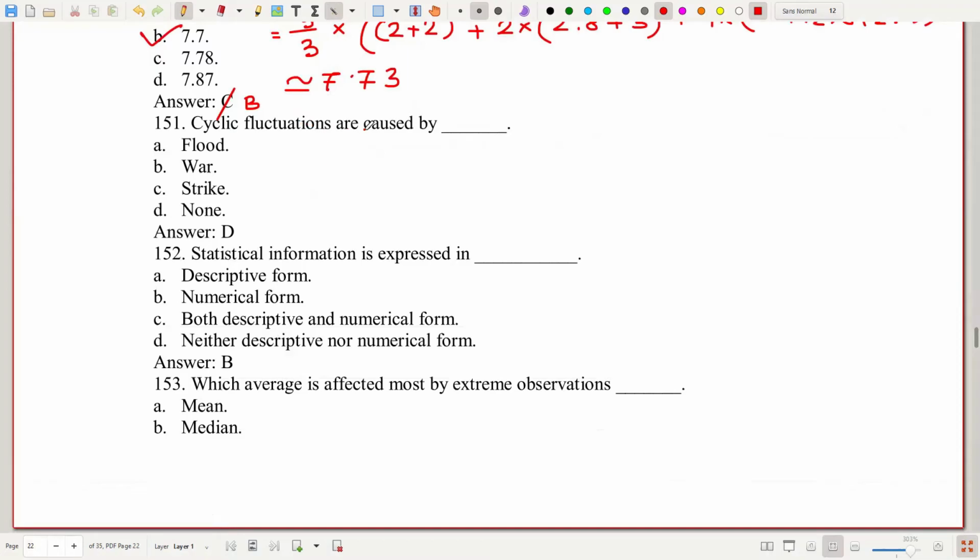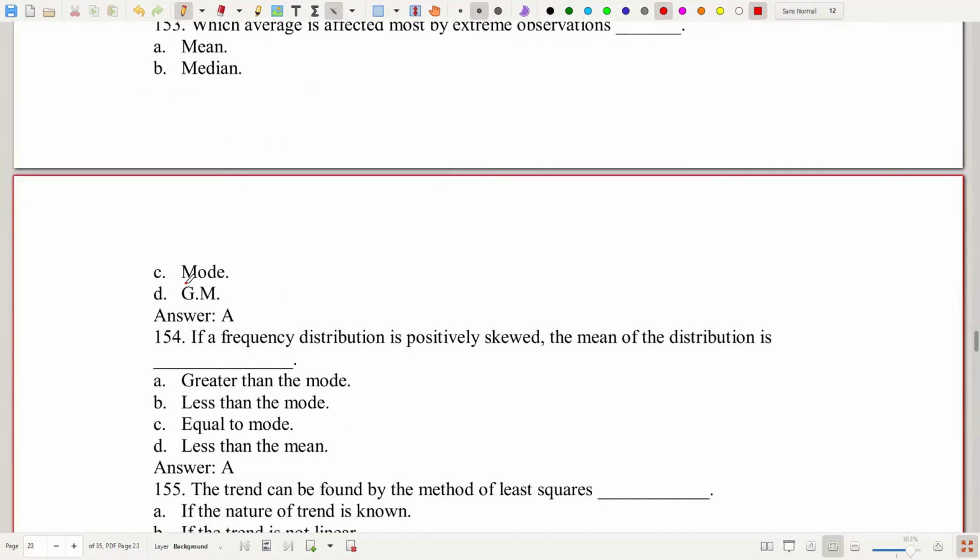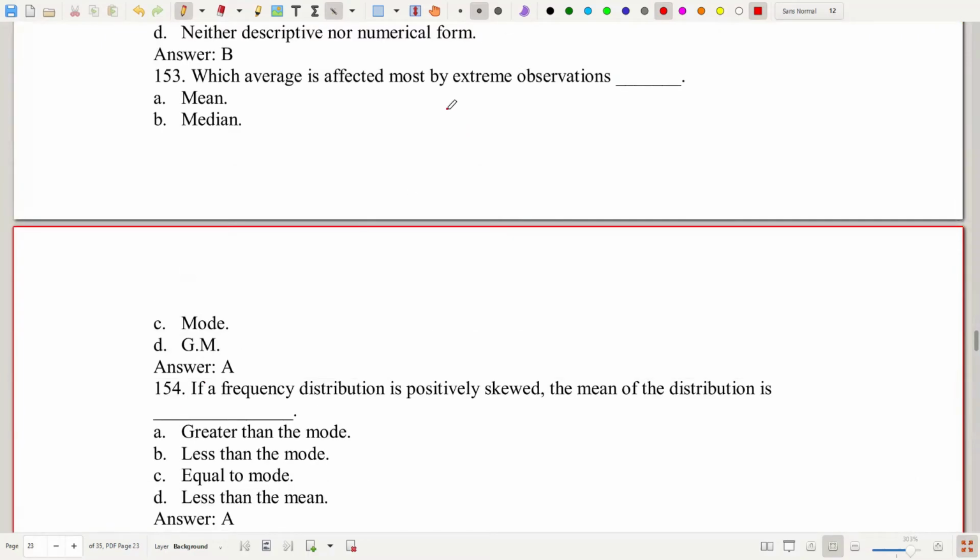Cyclic fluctuations are caused by blood wire strike? No, none. The statistical information is expressed in descriptive form? No, the answer must be numerical form. That means the statistical information is expressed in numerical form. Which average is affected most by extreme observations, mean, median, mode or GM? And the answer is the mean. Mean is affected most by extreme observations.